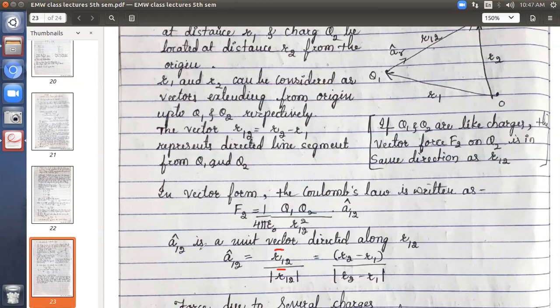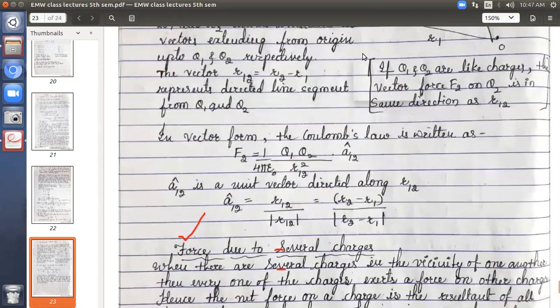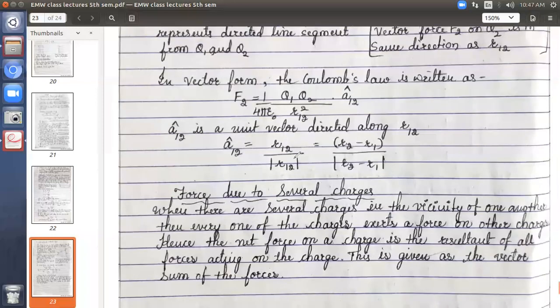Before that, the unit vector has been written here, but let's see the details. The unit vector A12 is the position vector divided by its magnitude. And the position vector, just now we have got, R2 minus R1, divided by the magnitude of R2 minus R1. This is in general the vector form of Coulomb's law. I'll tell you one more, with a clear F1 and F2, you'll understand.